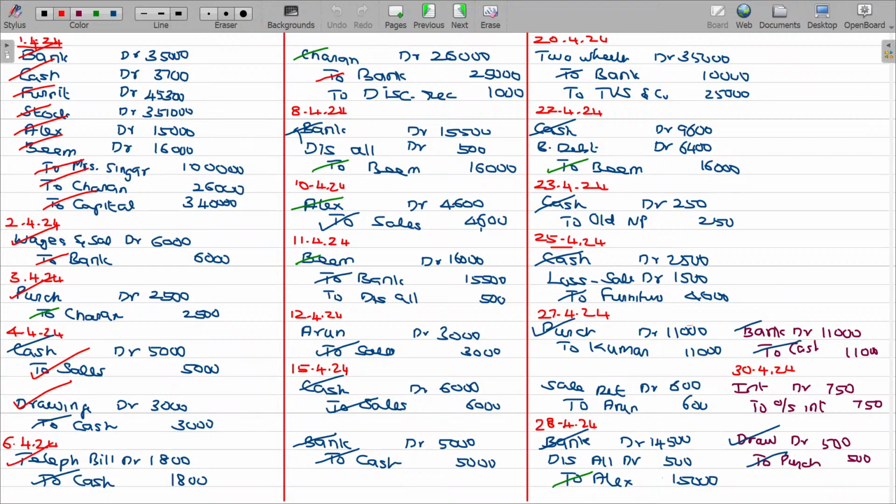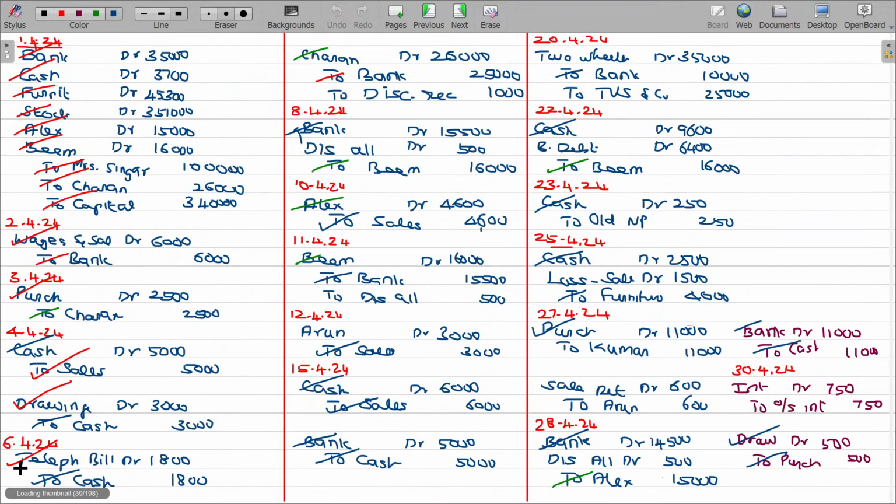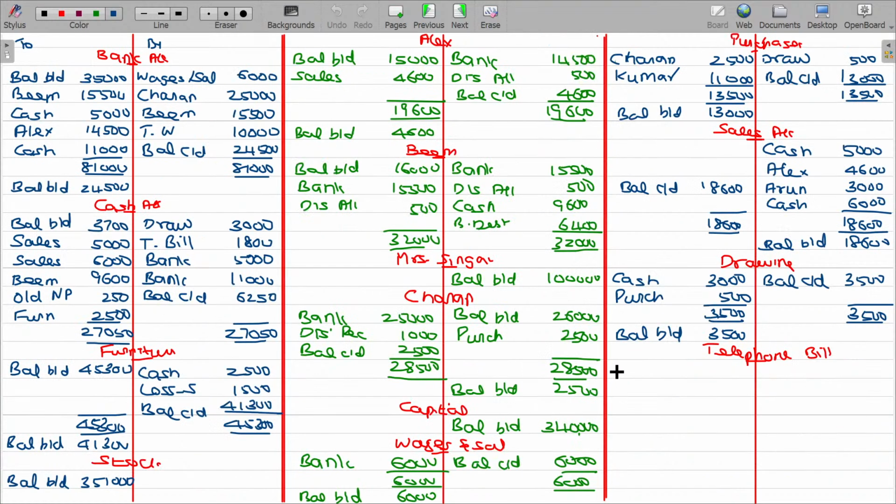Then go for telephone bill. To cash 1,800. Only one transaction, 1,800. Balance carried on. Balance brought down 1,800.